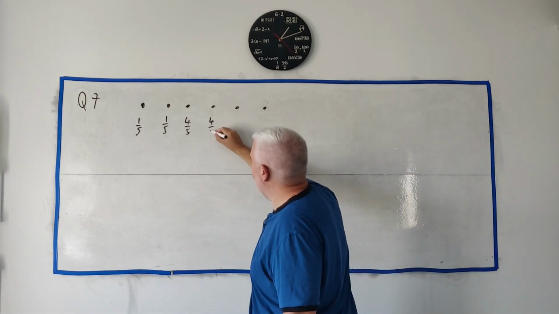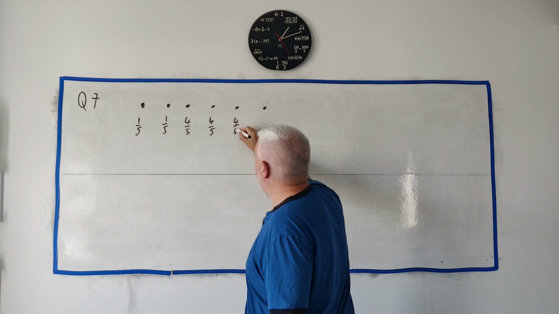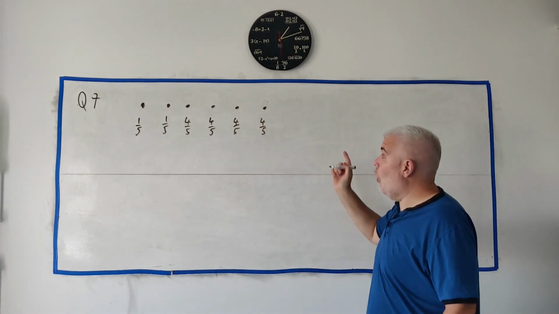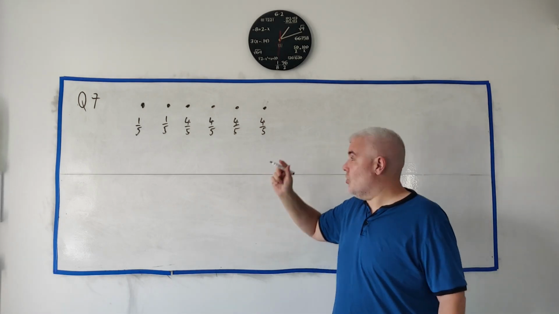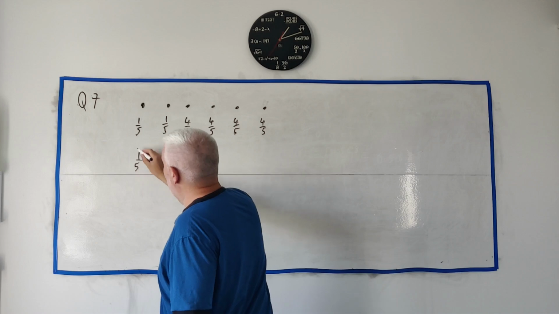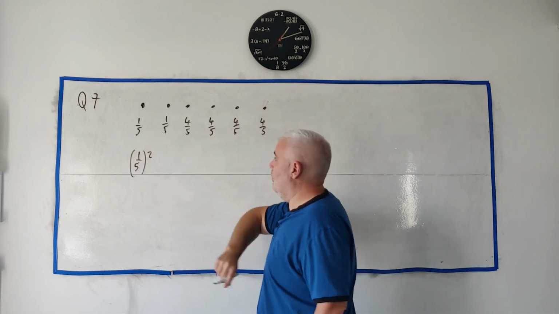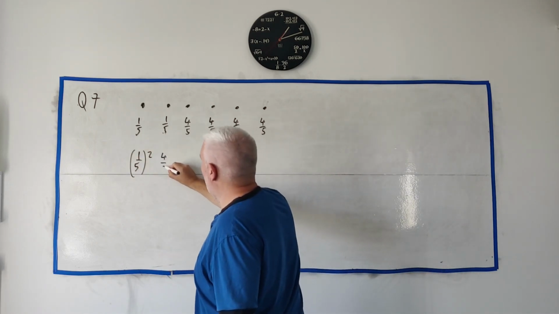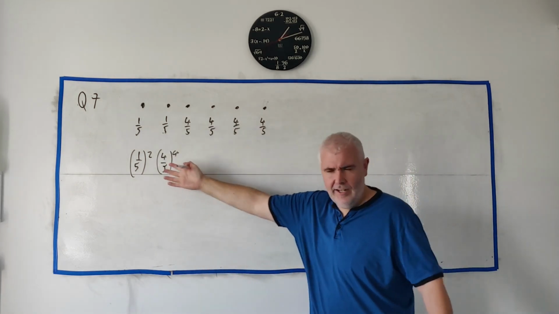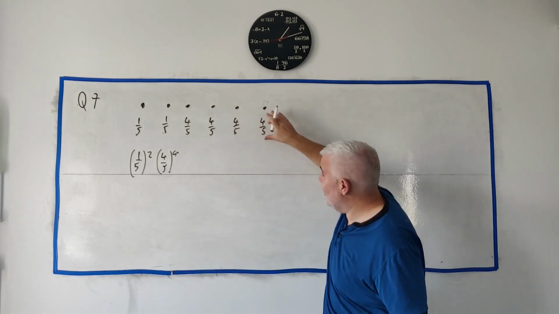I want this person not to use the pool, this person not to use the pool, and this person not to use the pool. For all that to happen, the chances of all that happening are, multiply them together. That's 1/5 squared, multiplied by 4/5 to the power of 4. And whatever the calculator would tell you that is. That's the chances of this happening.